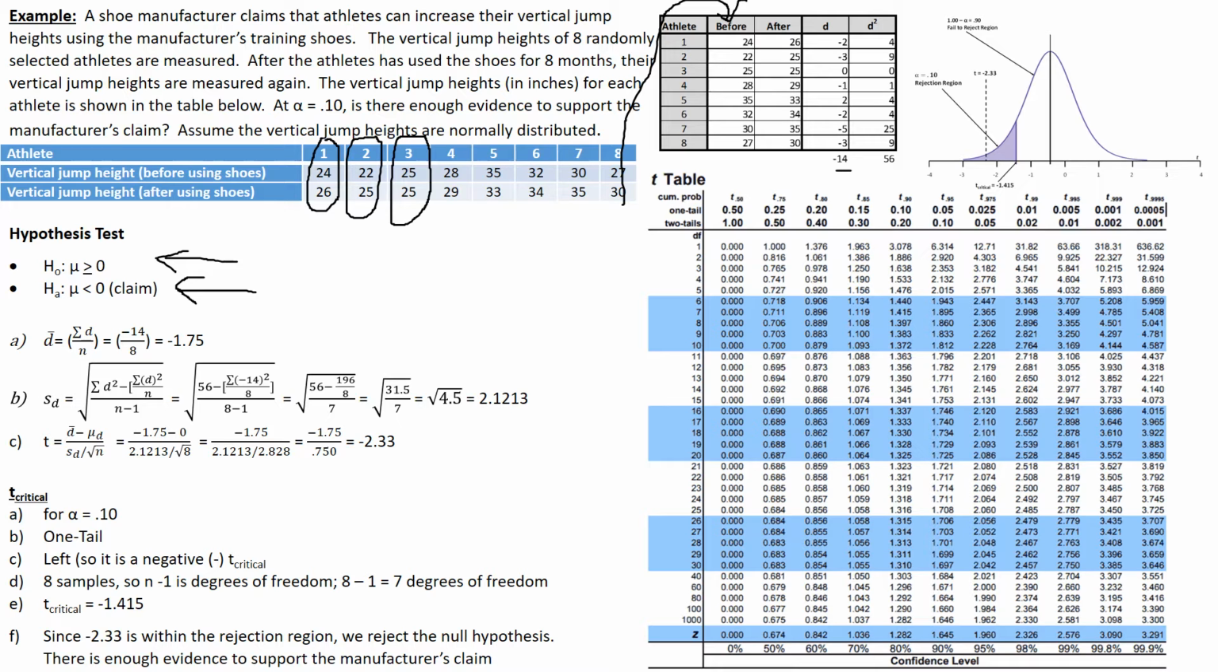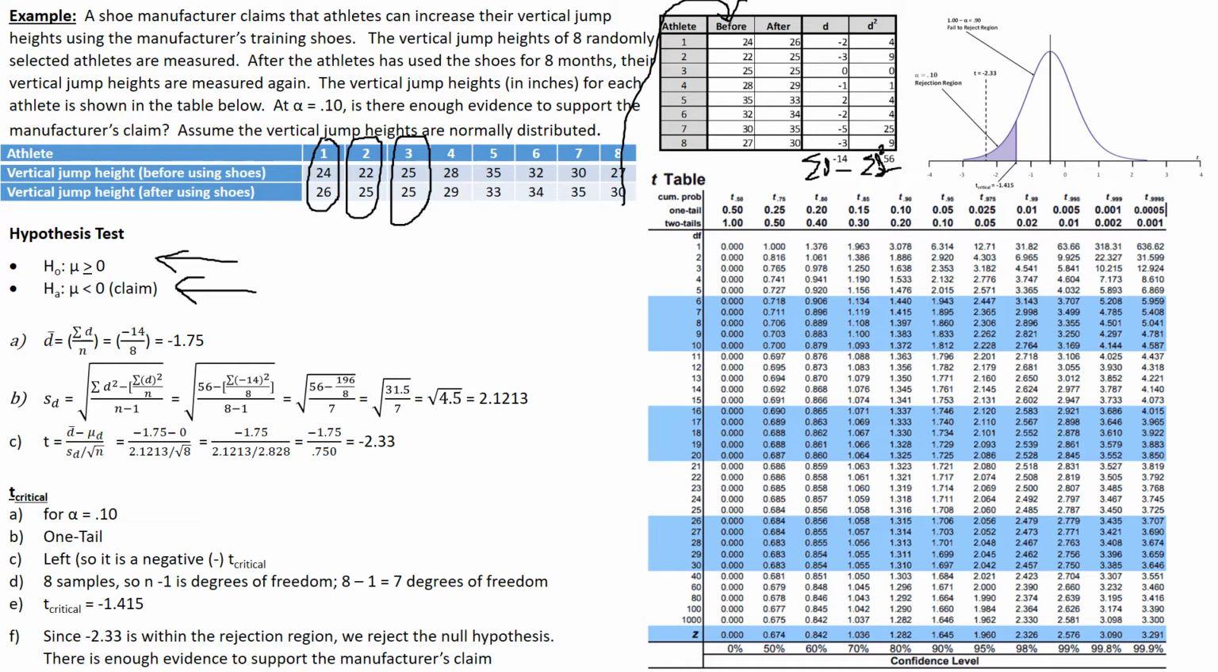And then that negative 2 in the d squared column. Negative 2 squared is 4. Negative 3 squared is 9. 0 squared is 0. Negative 1 squared is 1. And so on and so forth. Then I add those up. So this is the sum of d, and this is the sum of d squared.